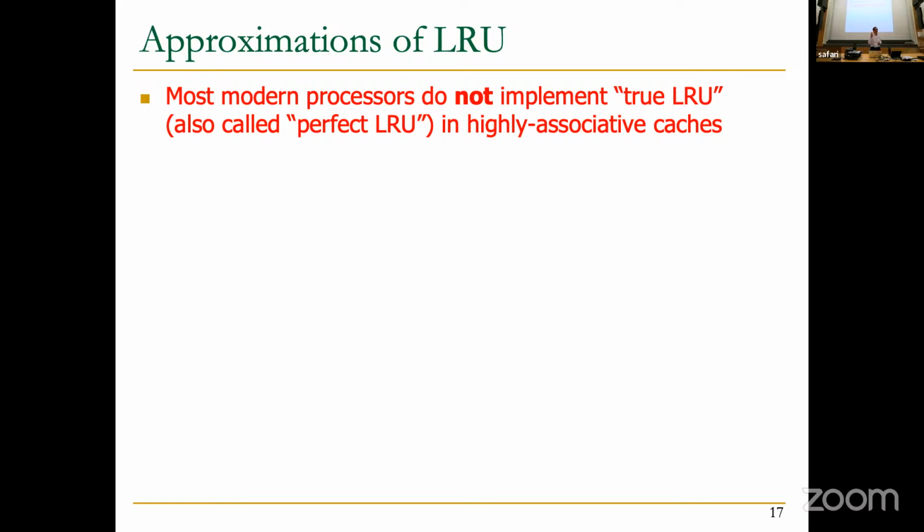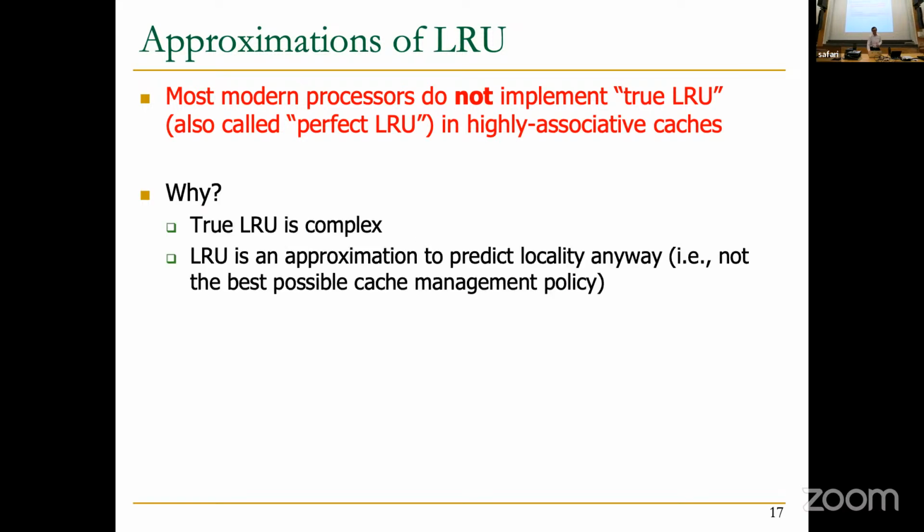Actually, there are two reasons why processors don't implement perfect LRU or keep track of the perfect ordering. One is true LRU is complex. We've just discussed this. The second is LRU is already an approximation. It's already a heuristic anyways. It's not perfect, clearly. It's not the best possible cache management policy, essentially. And people have shown that there are other cache management policies that are better, as we will see soon in some cases. So what do processors implement today?